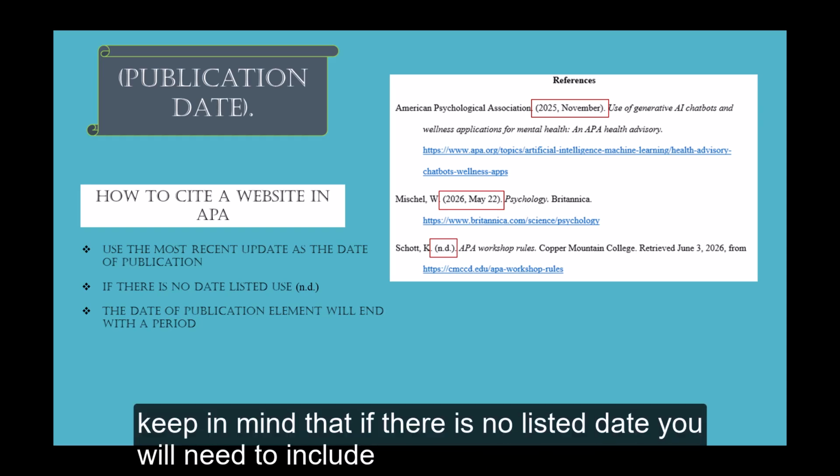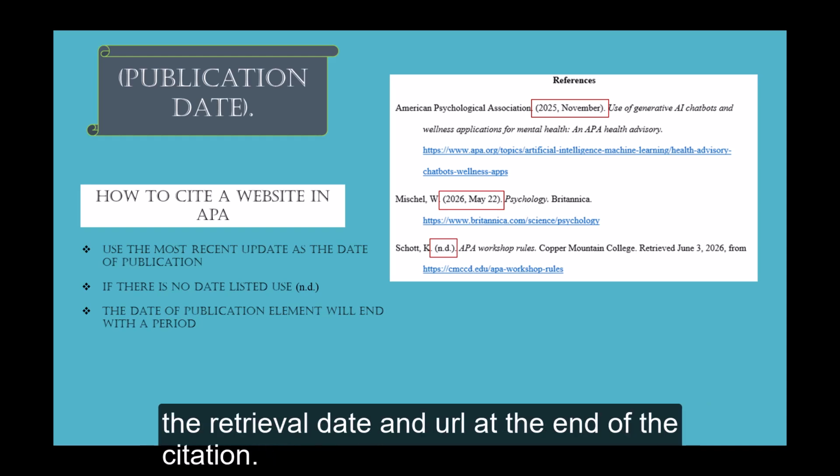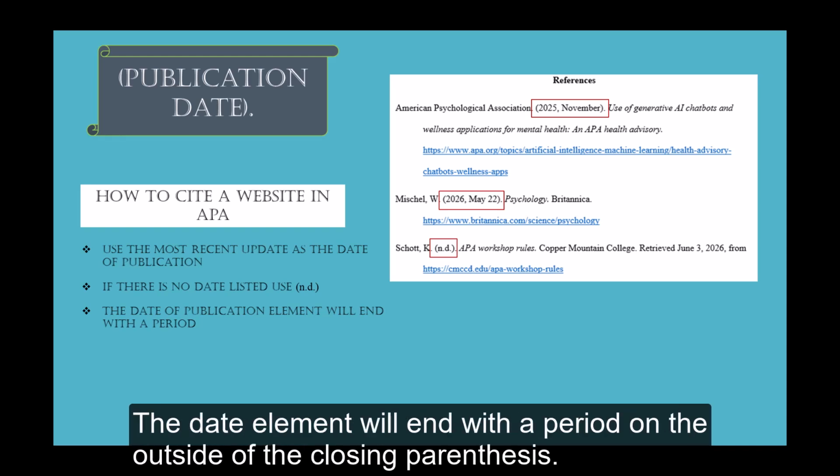Keep in mind that if there is no listed date, you will need to include the retrieval date and URL at the end of the citation. The date element will end with the period on the outside of the closing parentheses.